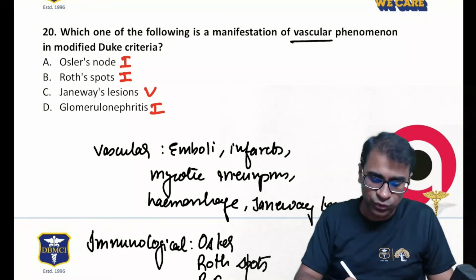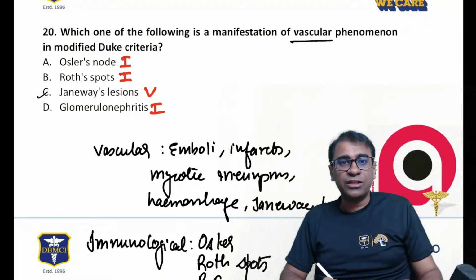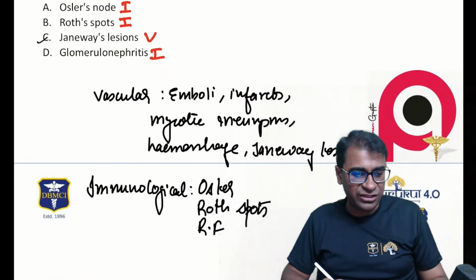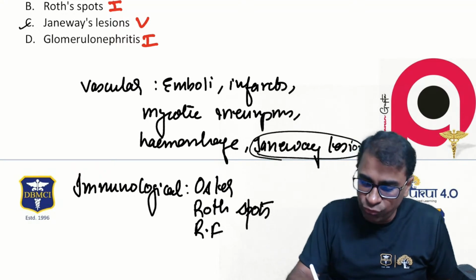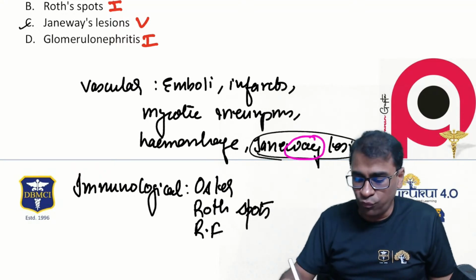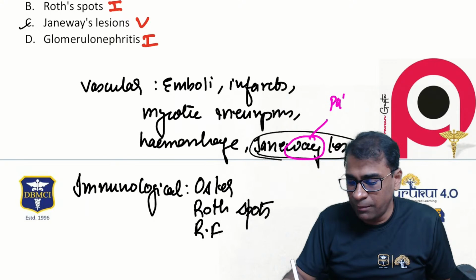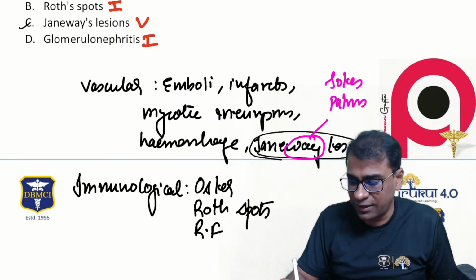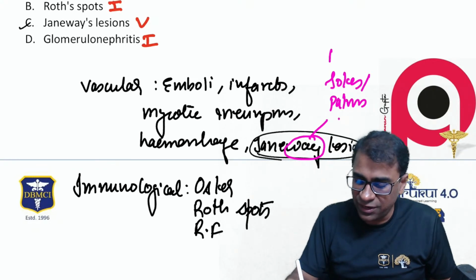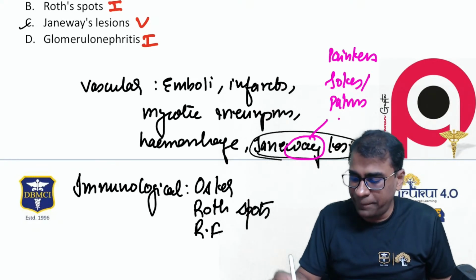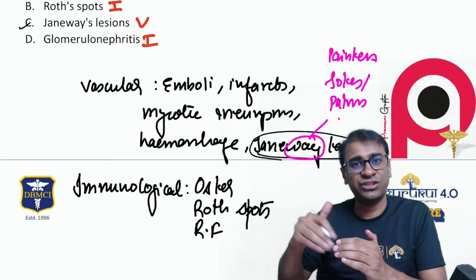So the answer to this question is C. The vascular phenomenon is a Janeway lesion. Remember, how should you remember a Janeway lesion? To walk through a way, I need my palm and soles, at least not the palm, actually the soles, and I can walk only if it is painless, right? So a painless lesion in the soles is a Janeway lesion.